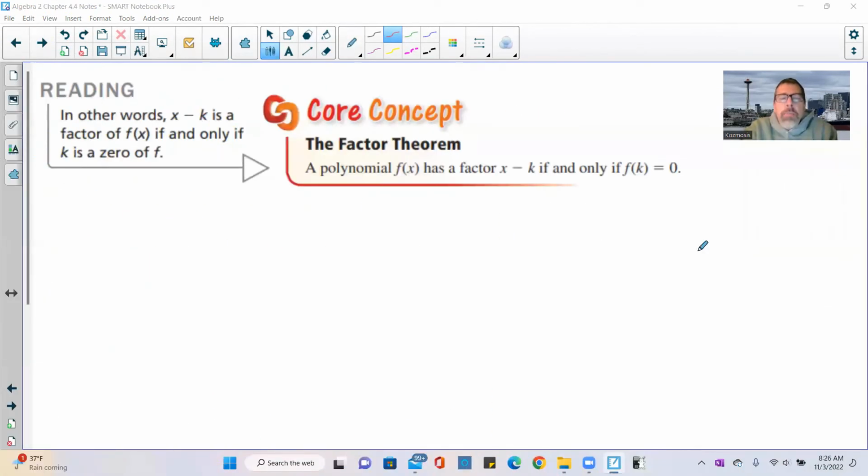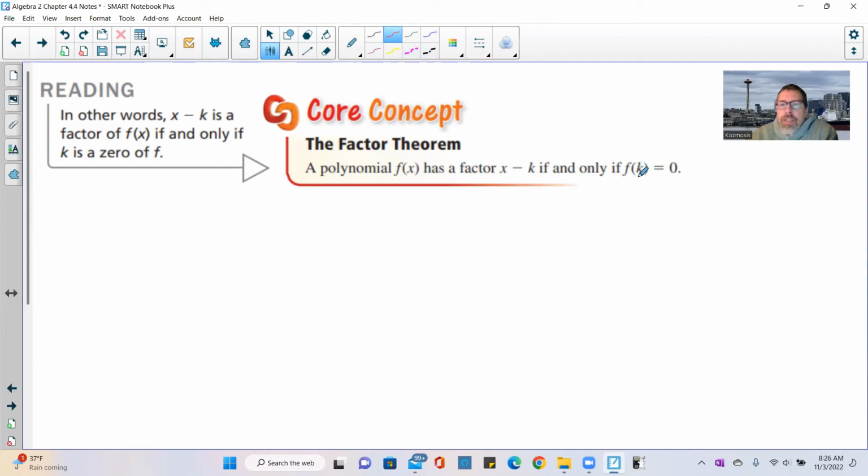Okay, so the core concept basically states the factor theorem. A polynomial f of x has a factor of x minus k if and only if f of k equals 0. In other words, x minus k is a factor of f of x if and only if k is a 0 of f, or a solution to the function, in other words.